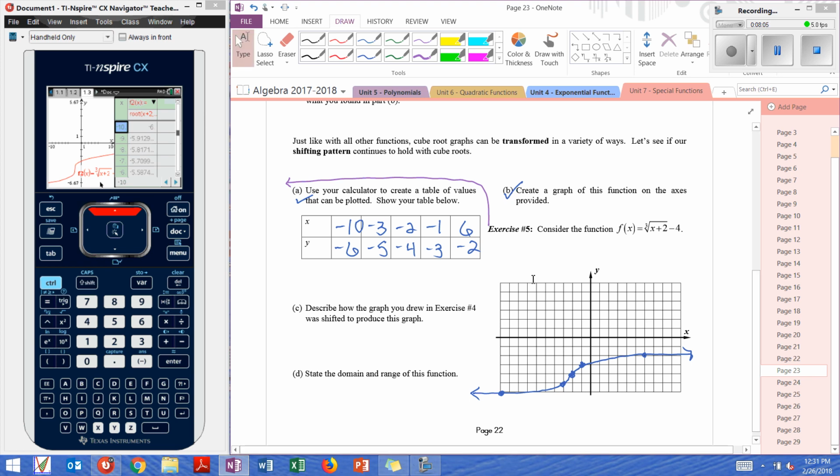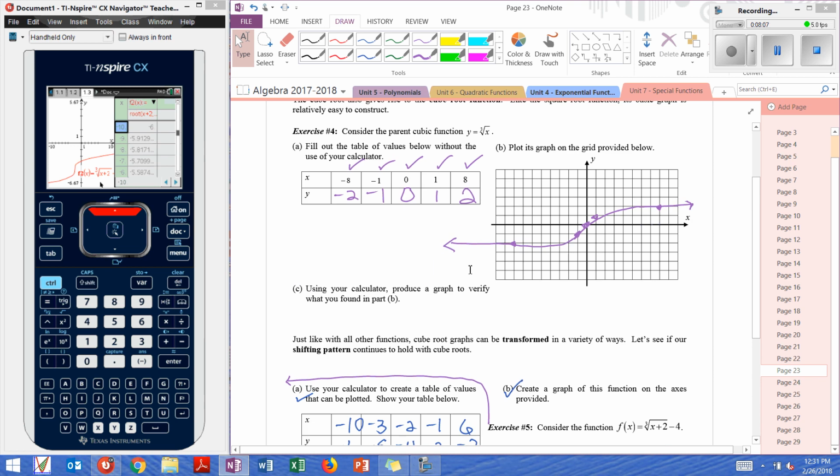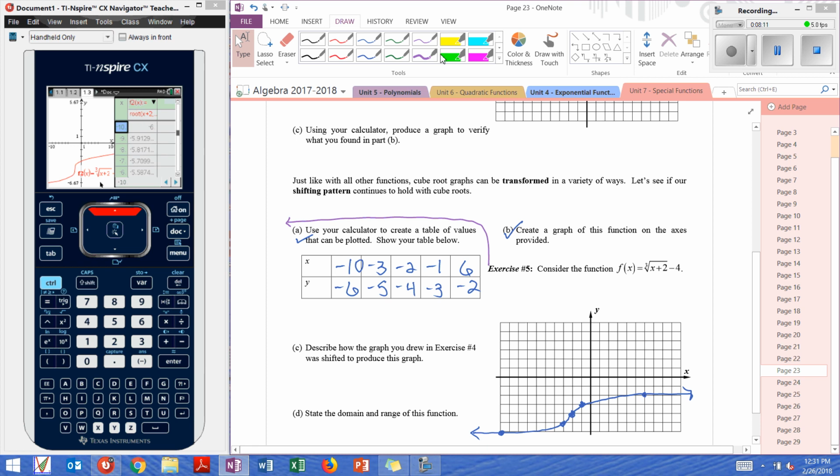Now C says describe how the graph you drew in exercise 4 was shifted. Well, this is what we talked about at the very beginning. So how did it change? Well, I like to compare this origin point here. It was moved over 2 to the left and 4 down, which should not come as a surprise to any of us.